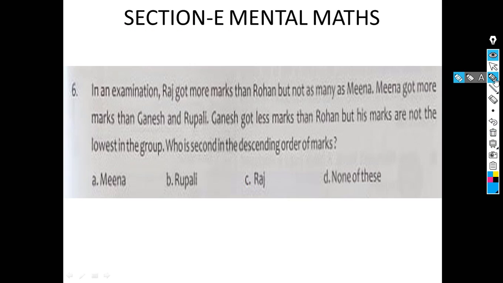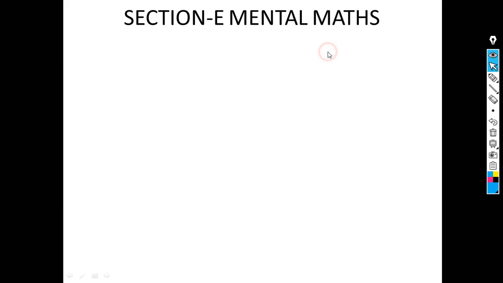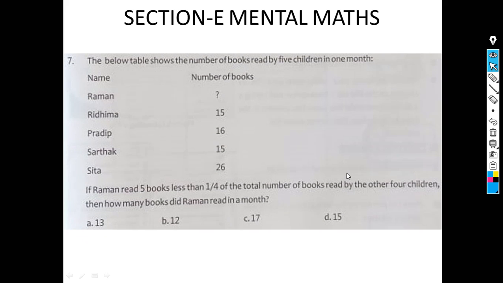So let us now discuss the next question. It says the below table shows the number of books read by 5 children in a month. The table has the names of students: Raman, Ridhima, Pradeep, Sarthak and Sita. In front of Raman there is a question mark, and this is the list of the number of books these students read during a month. Ridhima reads 15 books, Pradeep 16, Sarthak 15 and Sita 26.